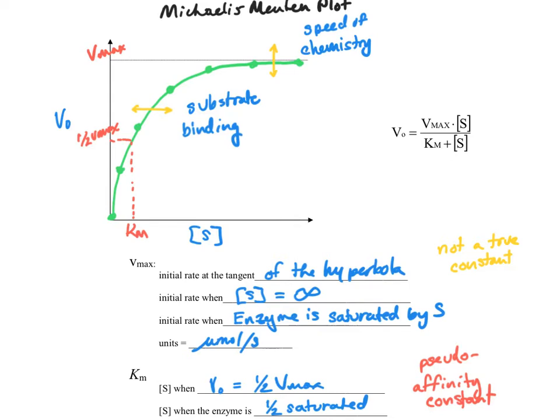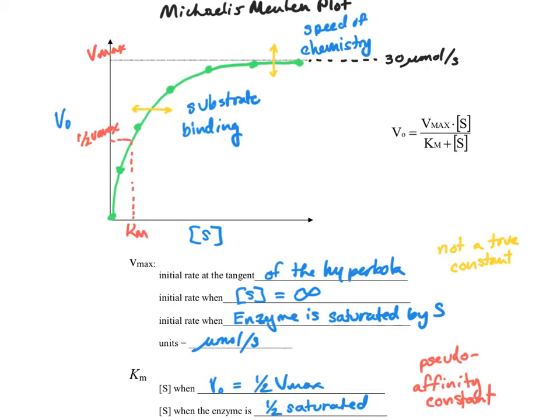To help you understand this, I want to do a little thought experiment. Let's say you came into the lab and you did the Michaelis-Menten plot as we have shown here for a particular reaction between an enzyme and a substrate. And let's say you ended up seeing a value where it leveled off at 30 micromole per second. I'll just make up some numbers.